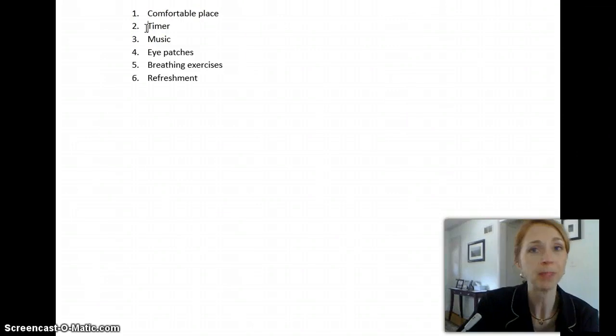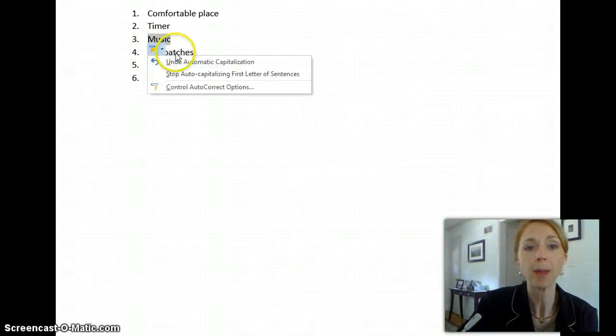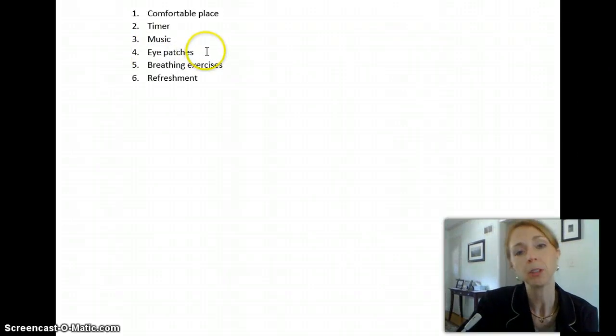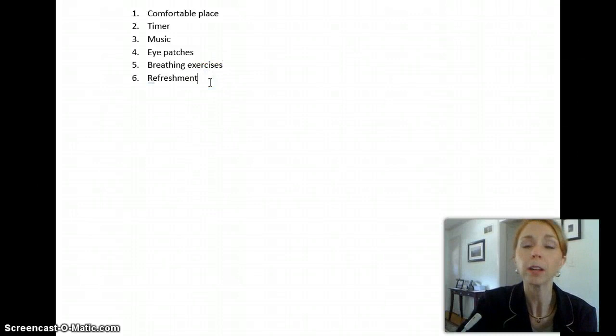A cat nap, 10 to 15 minutes tops, is what a person needs to be rejuvenated. That place needs gentle music. We need personal eye patches to help the person rest, maybe possible optional breathing exercises, and from that the employee is going to come out from this midday nap with refreshment and ready to continue with the day's work.